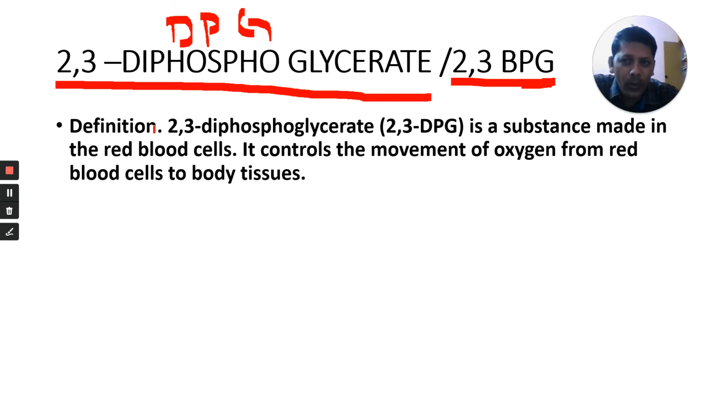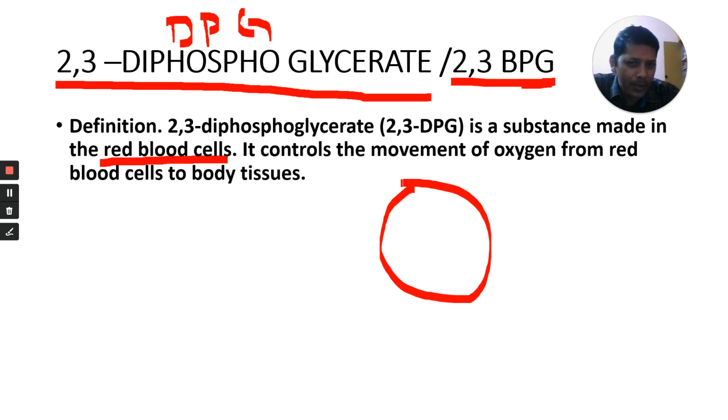2,3-biphosphoglycerate. What is this one? 2,3-biphosphoglycerate is a substance made in our RBC during anaerobic respiration. I told you in the first part. In our red blood cells, anaerobic respiration takes place. I told you the difference between aerobic and anaerobic respiration. Why? Mitochondria are absent in our RBC. That means glycolysis takes place.